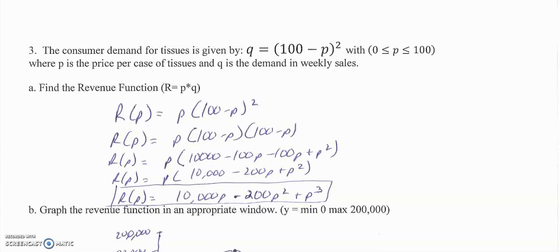The consumer demand for tissues is given by Q equals 100 minus P squared, where P is between 0 and 100, including 0 and 100. P is the price per case of tissues, and Q is the demand. So we're given demand, but the question asks for revenue. So to turn demand into revenue, we take demand, Q, times P. So P times 100 minus P squared, we simplify. 100 minus P squared is 100 minus P times 100 minus P, simplify, multiply by P, and we get our revenue function, 10,000p minus 200p squared plus p cubed.